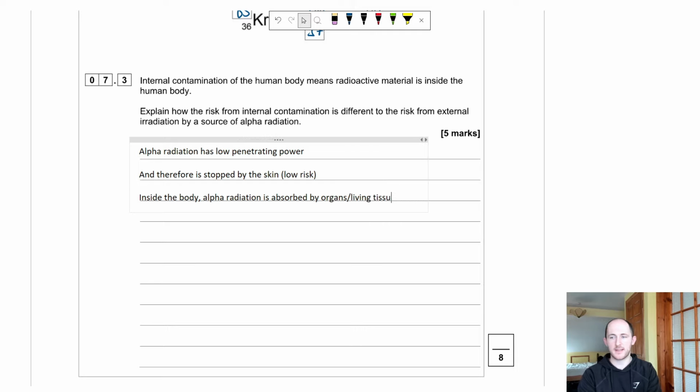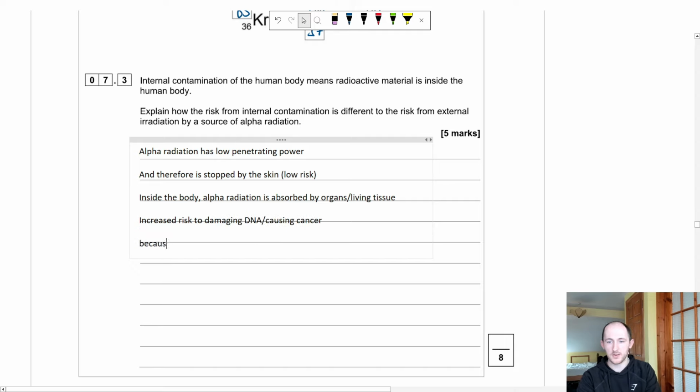So again, remember what I said, your skin is normally dead on the outside intentionally by design. So this has an increased risk of damaging DNA or causing cancer because alpha radiation is highly ionizing. So what are the key things here? Well, obviously you need to say the low penetrating power and the highly ionizing because that's specific to alpha radiation. And this question does specify alpha radiation.